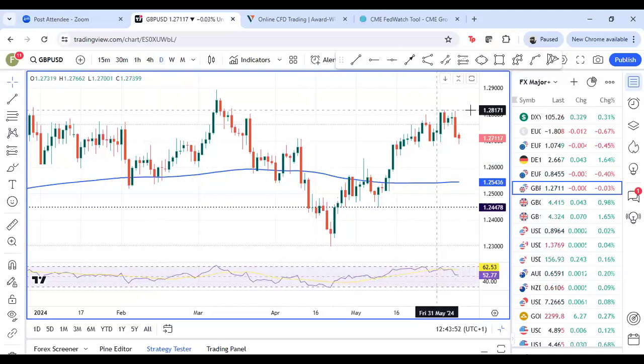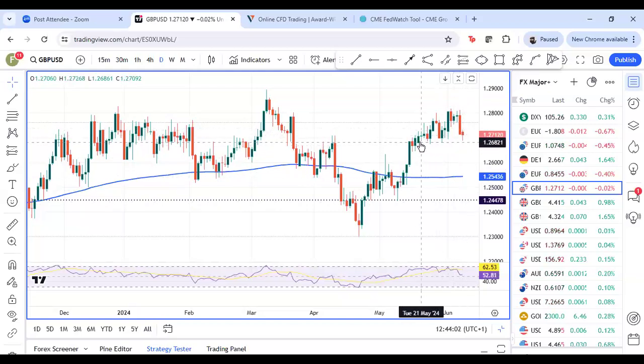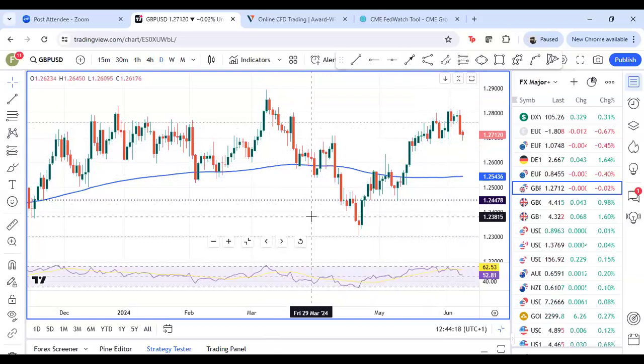For cable, you can see we've just struggled at 128, so that is a barrier, which you can see has been previously. Now we're down to just above 127. You can see support here just below 127, around 126 late 70s, 126.80 or so. So that'll be decent support. Otherwise, if we lose that, then we're going back down to 126 potentially. Much will depend on the wage figures, and then of course Wednesday's big day with US CPI, and then obviously the Fed.